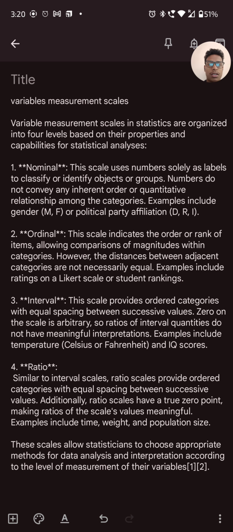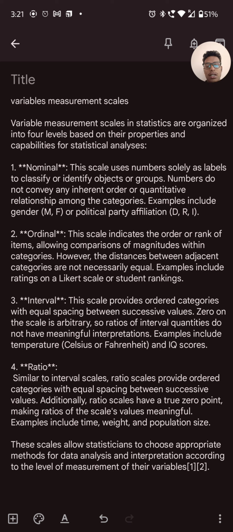Then there are ordinal measurement scales. The scale indicates the order or rank of items, allowing comparisons of magnitudes within categories. However, the distance between adjacent categories is not necessarily equal. Examples include ratings, like a 5 out of 5 star rating or 5 points rating, and student ranking, or vote ranking. The person who gets more votes is qualified as the winner, and the other is the loser.